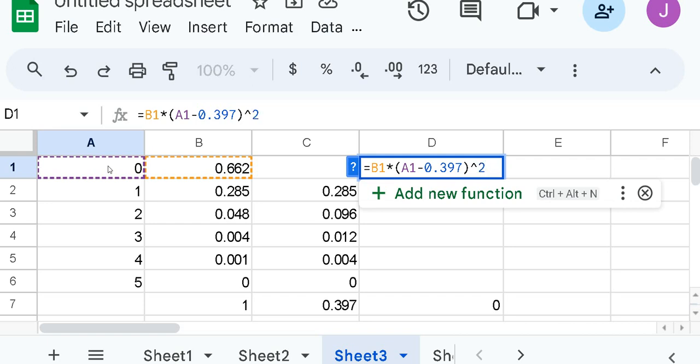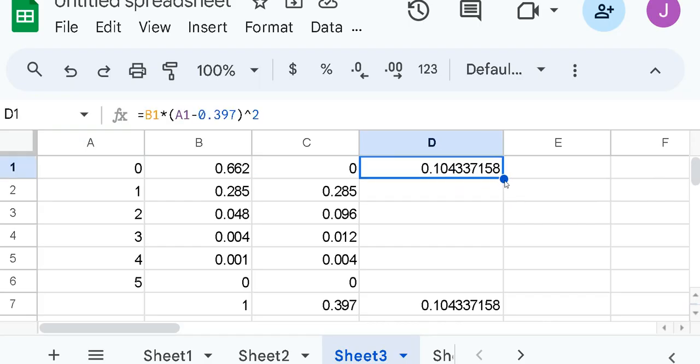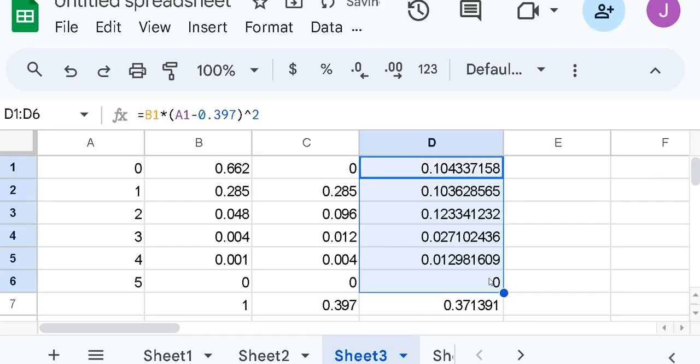Now I'll let you look at it there for a moment. Once you get that one all set, it should probably ask you, hey, do you want to do the same thing for the rest of them? Sure. Well, it didn't for me. Maybe it did for you. And drag it all the way down. The sum of that is going to be your variance. So it's going to be 0.371391.